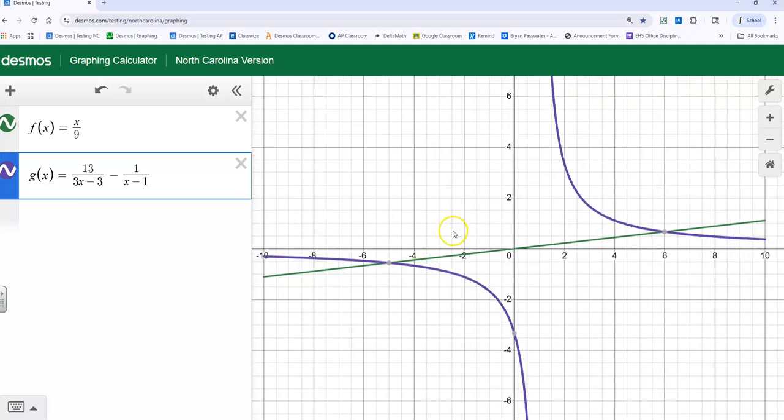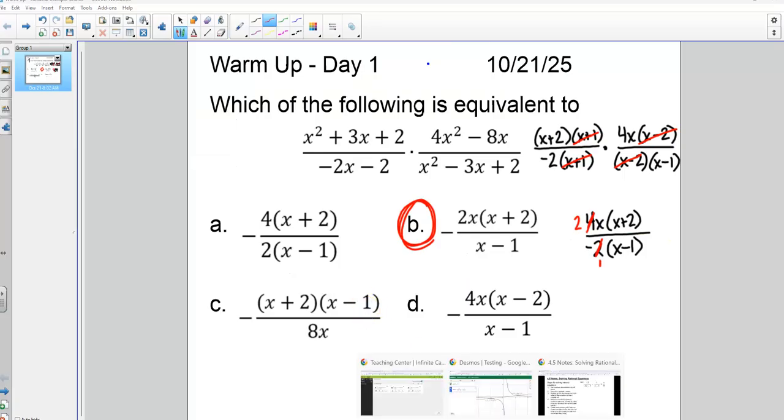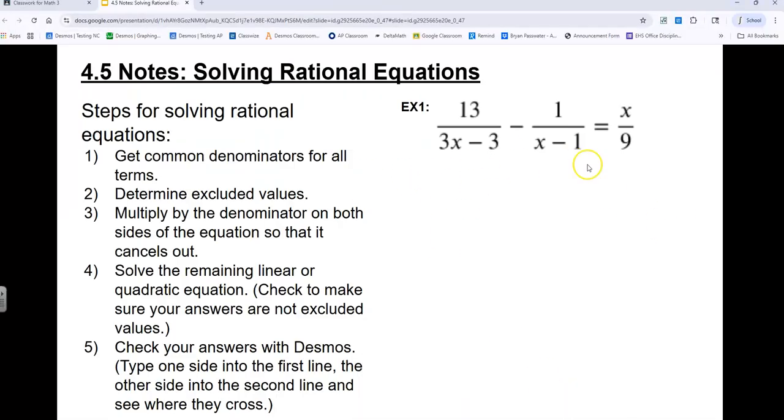What are we looking for? Where they cross. This one is not that bad on the graph. It's pretty easy to see where they cross. I've got these 2 points. And what are our answers? The x values. So for this, I should be getting -5 and I should be getting 6. Okay? So we can solve these with Desmos. Sometimes the graphs are a little bit wild and hard to see. This one, really not that bad. So let's look at how to do this by hand.